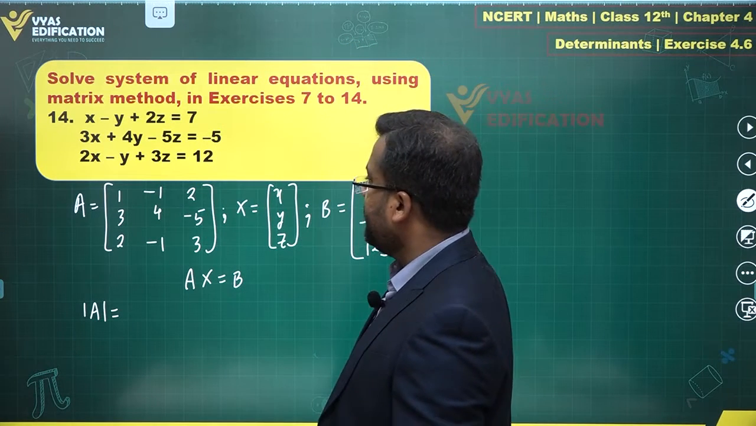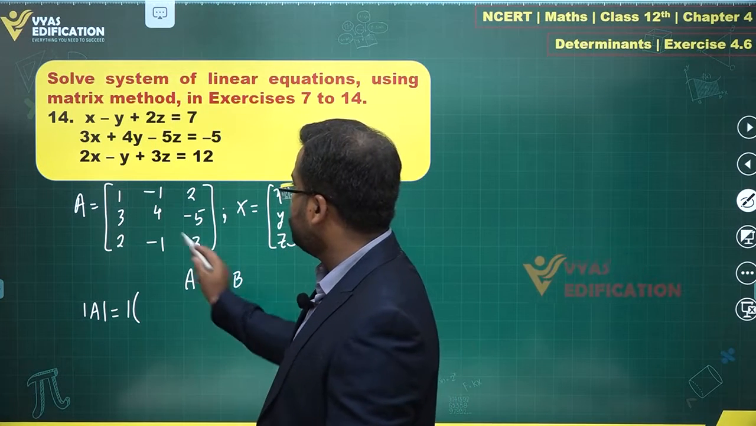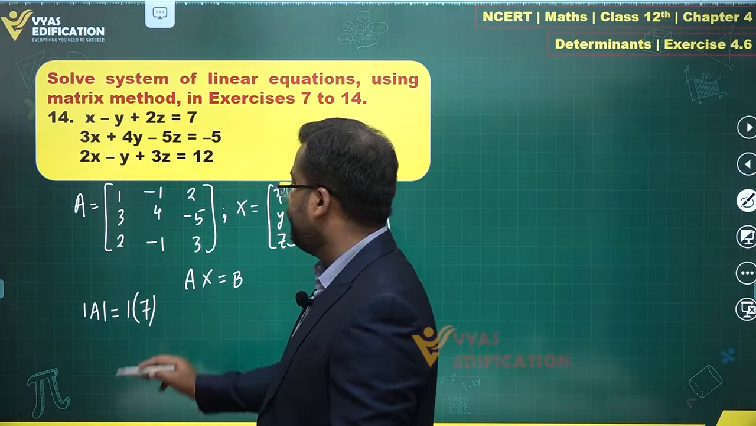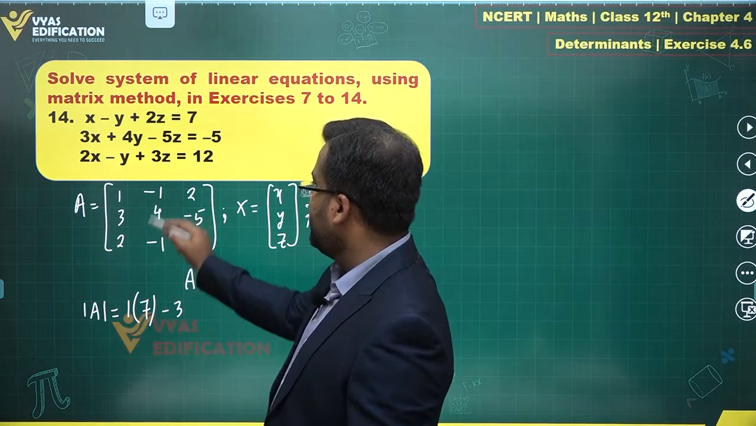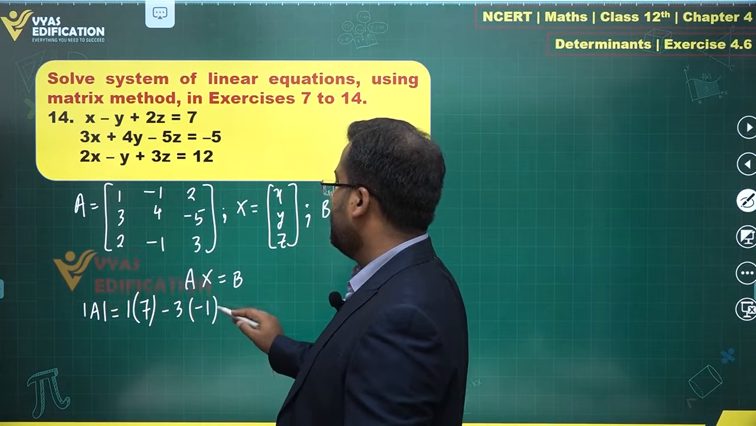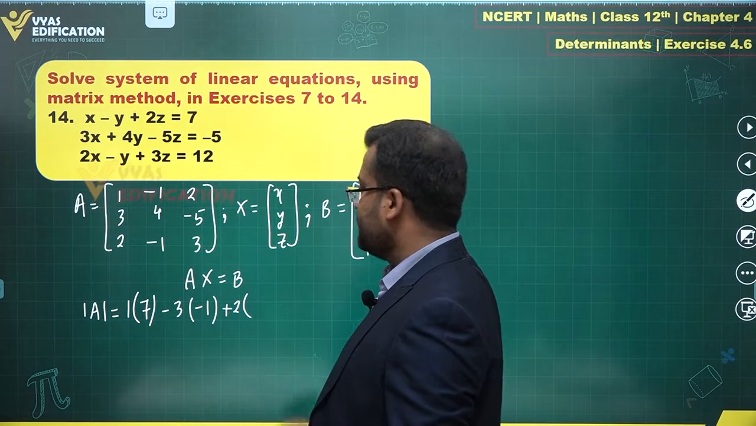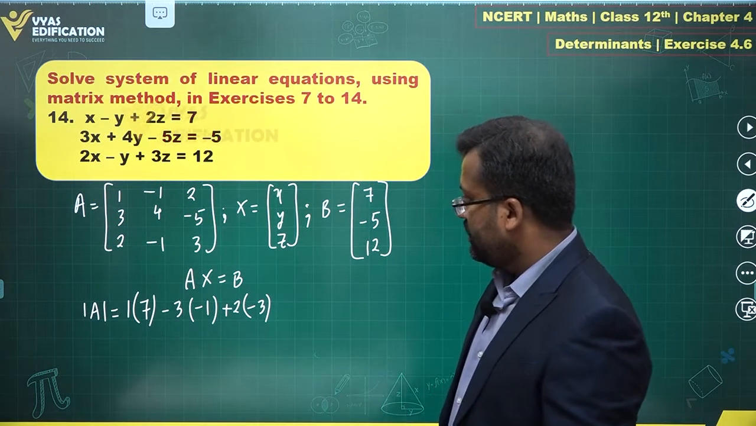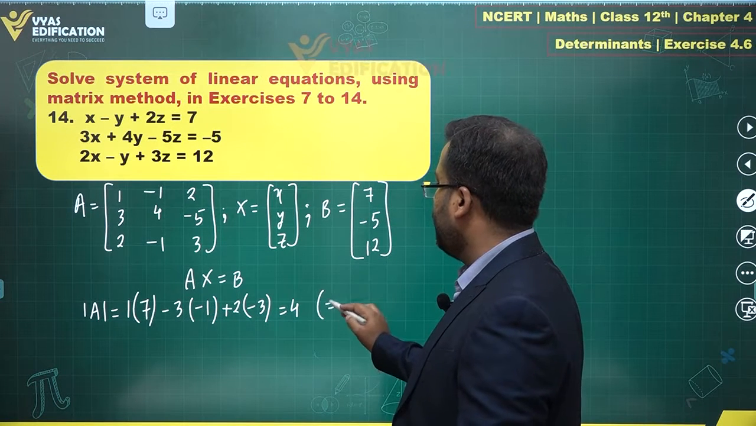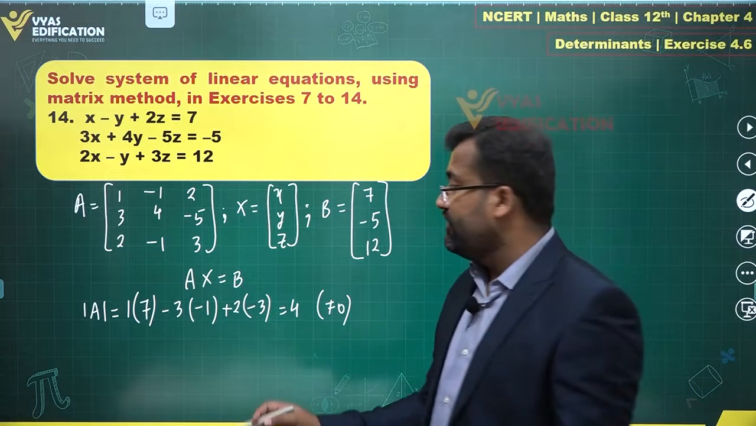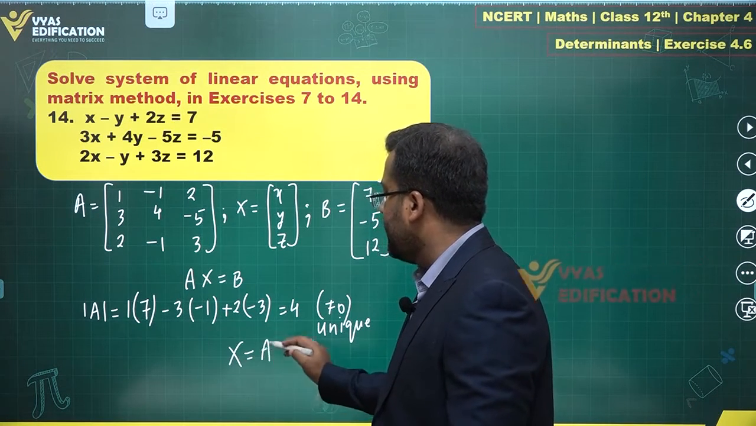Let's check the value. Determinant of A will be equal to what? Let's expand along the first column. 1 times 12 minus 5 is 7. Is that okay? Yes. Minus 3. Minus 3 plus 2 is minus 1. Plus 2 times, what do you have? 2 times 5 minus 8 is minus 3. Right? Okay. And this will be 7 plus 3, 10. 10 minus 6 is 4. This is 4 and 4 is non-zero. Therefore, you'll have unique solution, and that unique solution can be found using X equals A inverse B.